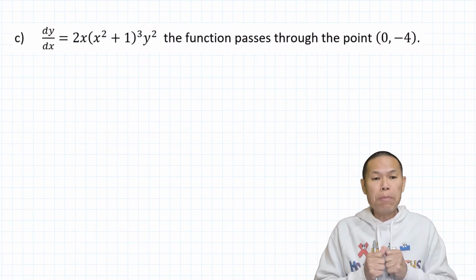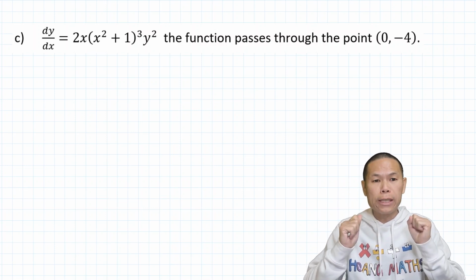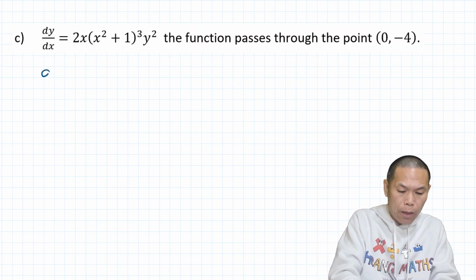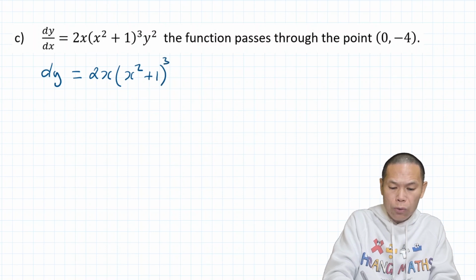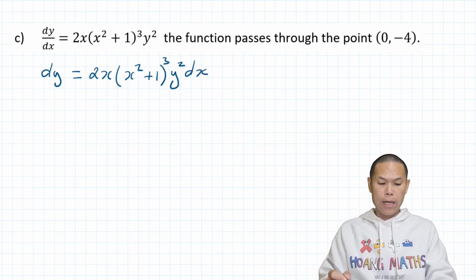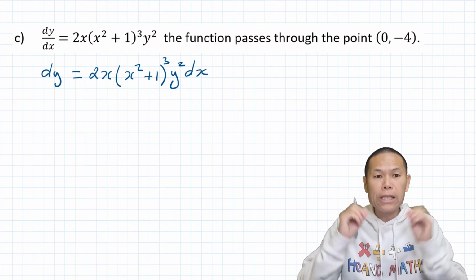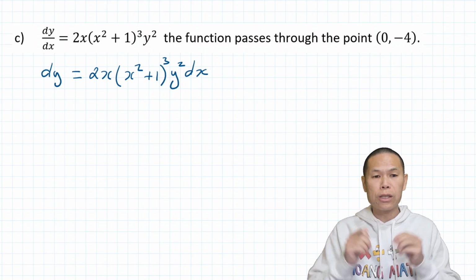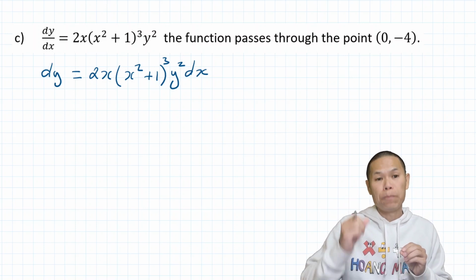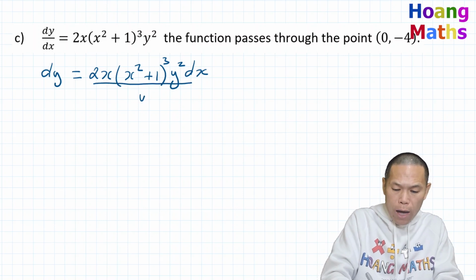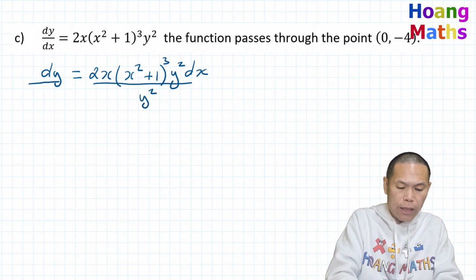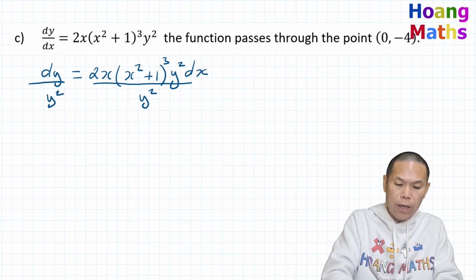Part C. So let me just multiply the x on both sides. So that will give me dy is 2x (x squared plus 1) power of 3 y power of 2 dx. Then I divide by y squared on both sides because I need to separate dy with y and dx with x.